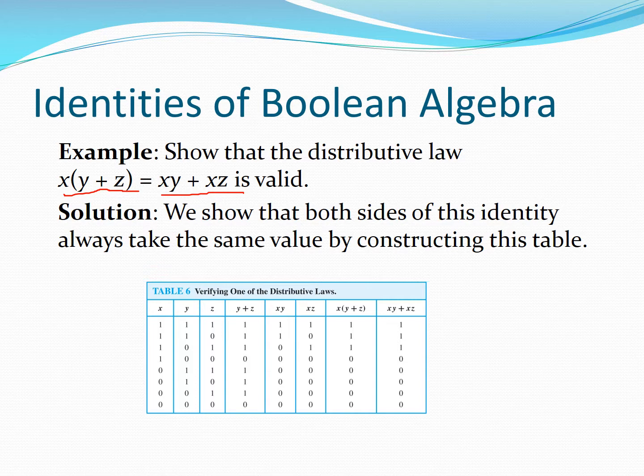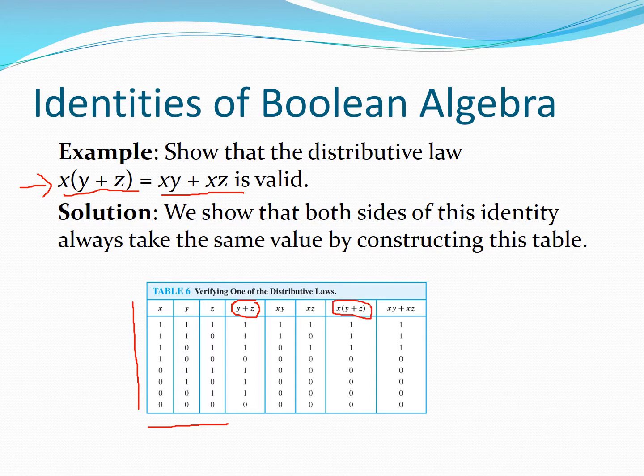So in here in the table, we come up with all possible combinations of x, y, and z. That's what we start off the table with. And then we are going to build the table by adding one operator at a time. So we're going to do y plus z first for the left hand side of our equation here, and then we are going to multiply x times y plus z in here.